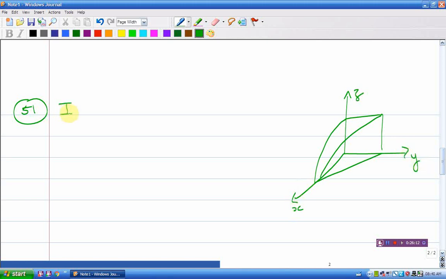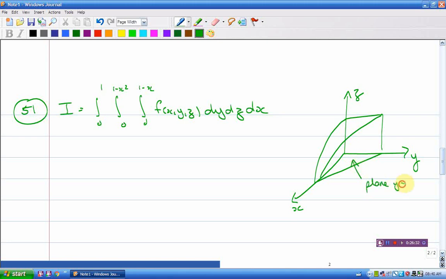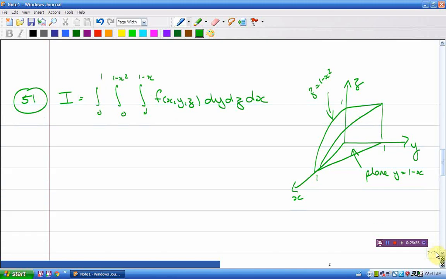Okay, so we're given I is the integral from 0 to 1, 0 to 1 minus x squared, 0 to 1 minus x of some mystery function. They're not telling us what the integrand is, dy, dz, dx. So y went first, and y went from 0 to 1 minus x. So this must be the plane y equals 1 minus x. And then z and x had a turn, and z went from 0 to 1 minus x squared. So this thing over here must be z equals 1 minus x squared, for values of x that go from 0 to 1. So that's a 1, and that's a 1, and that's a 1, and everything's a 1. Cool. So we can deduce from those limits of integration what our various curves and surfaces are. Now we need to write it in the five other orders. Let's have a look.